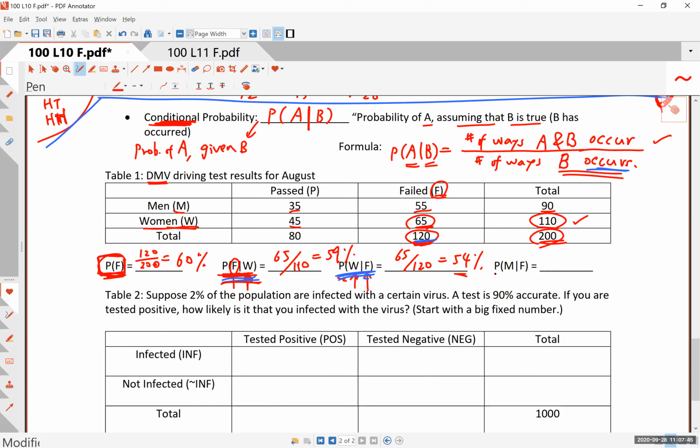What is the probability of a man given failed? So among all the people who failed, that's 120, what is the probability that it was a man? You look for the number of men who failed, that's 55. And the answer here is 46%. This is the information that you will need in order to compare and study if there was any kind of bias or a disproportionate impact.